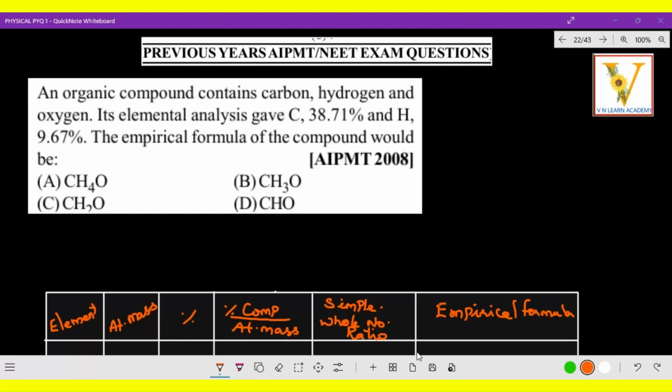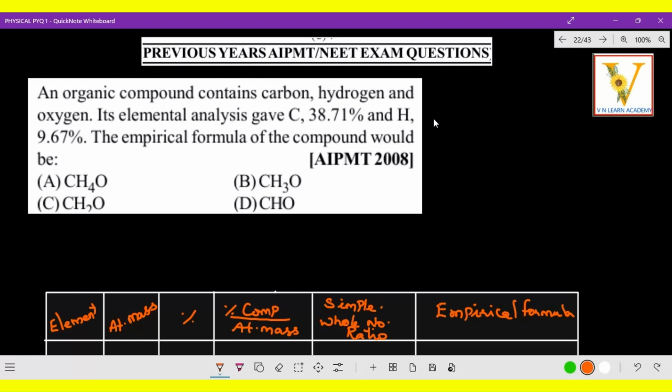The next question: an organic compound contains carbon, hydrogen, and oxygen. Its elemental analysis gave carbon 38.71% and hydrogen 9.67%. Find out the empirical formula of the compound. In that, carbon and hydrogen data are given, but oxygen is not given. So generally we take the total as 100% when we calculate all three.